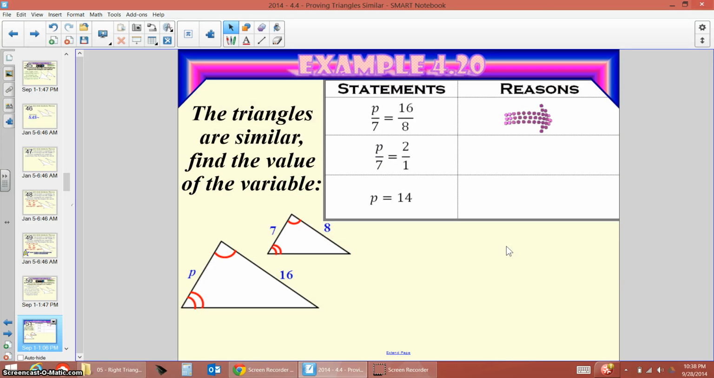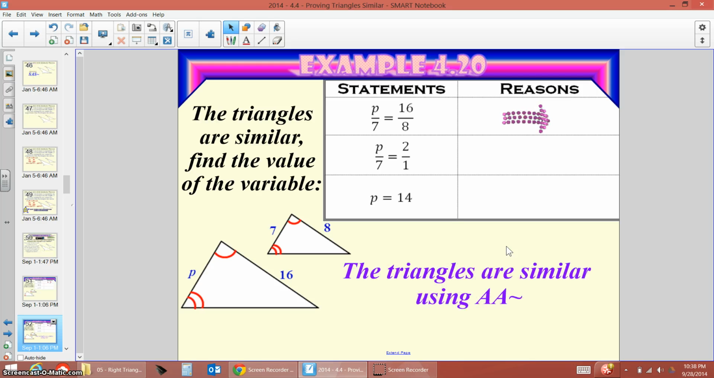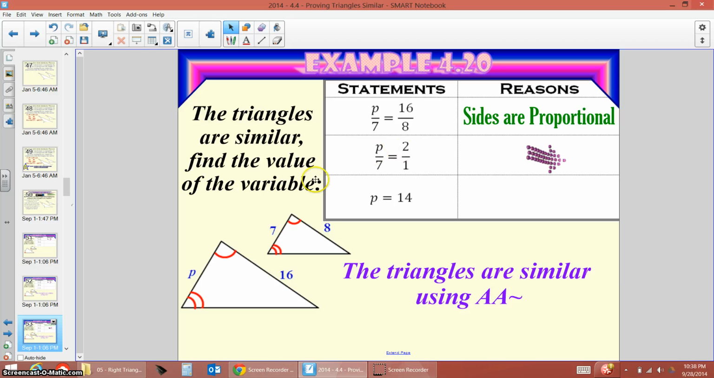The triangles are similar. Find the value of the variables. So I'm telling you they're similar. Now you have to find the value of the variables. Now the reason they're similar is obvious. Angle, angle. I've got two angles that are congruent, which means the two triangles are similar. But as far as this statement goes, how can I set up P over 7 and 16 over 8? My answer would be that they're proportional, right? P corresponds to 7. Why does P correspond to 7? Well, P is in between the single arc and double arc, and 7 is in between the single arc and double arc. And 16 is next to the single arc, and 8 is next to the single arc. So I can use that to set it up.